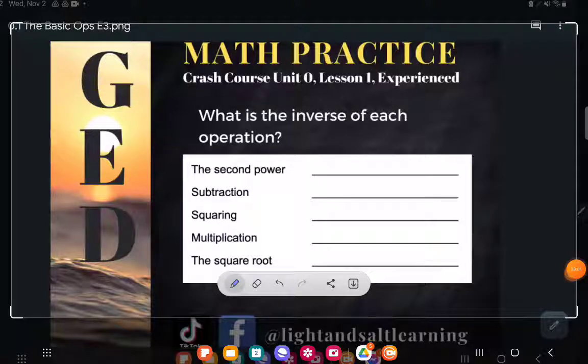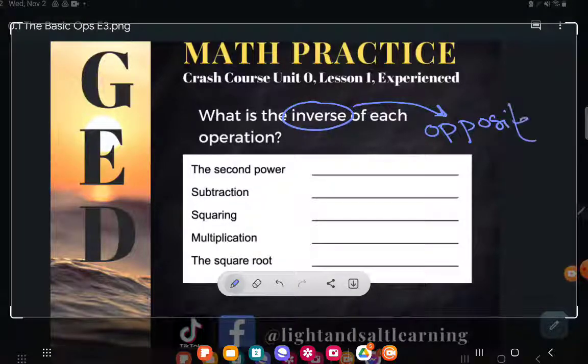Hey, math students, let's go ahead and take a look at this question. It says, what is the inverse of each operation? Now, don't get thrown by my language, guys. I'm asking opposites. I want the opposites of each of these operations. And remember, operations are just the things that we do with numbers in math class, like add, subtract, multiply, divide.